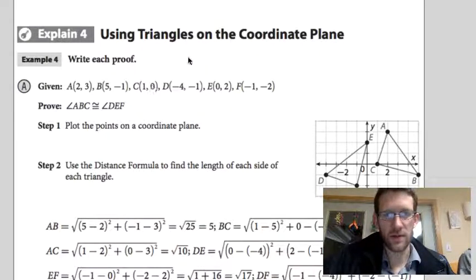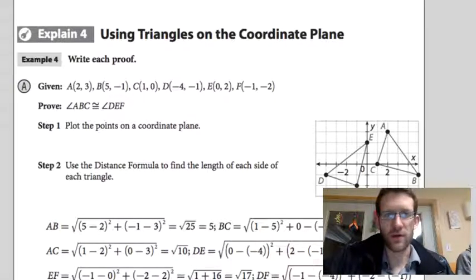Okay, let's do another example. This one's on the coordinate plane. We're given points A, B, C, and D, E, and F, and we have to prove that angle ABC is congruent to angle DEF.